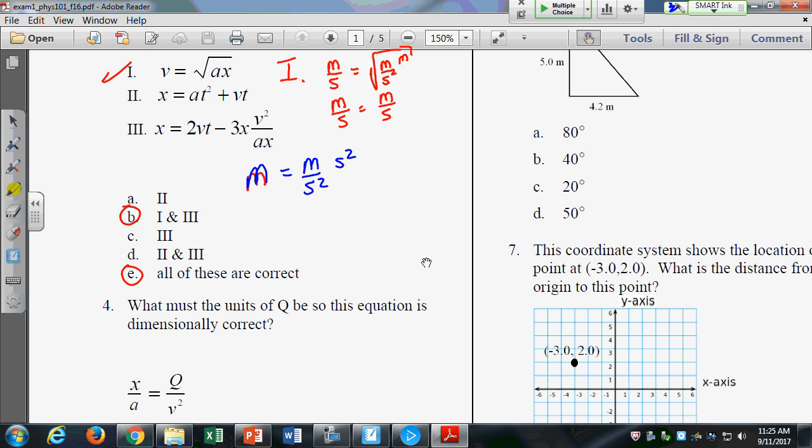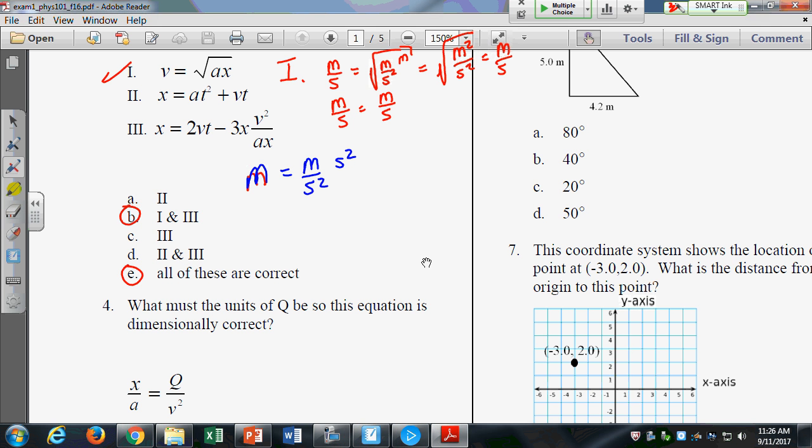Yeah, Gavin? I think what you're asking is this would come out to be the square root of M squared over S squared, right? But when you square root that, it becomes meters per second. Yeah. We haven't done that particular type of problem before, but you should be prepared to do stuff like this.